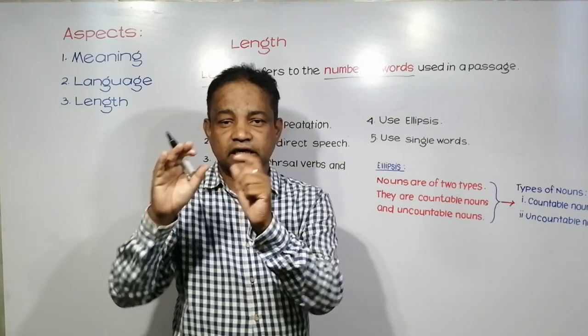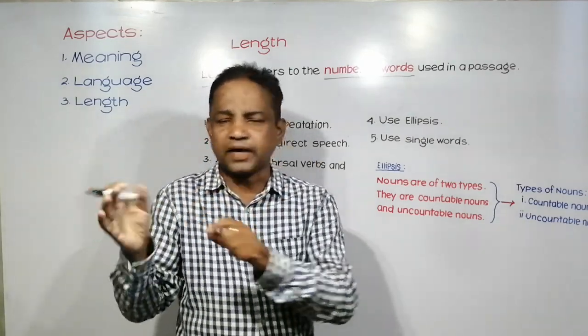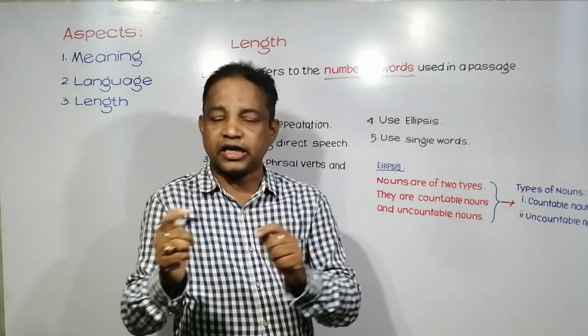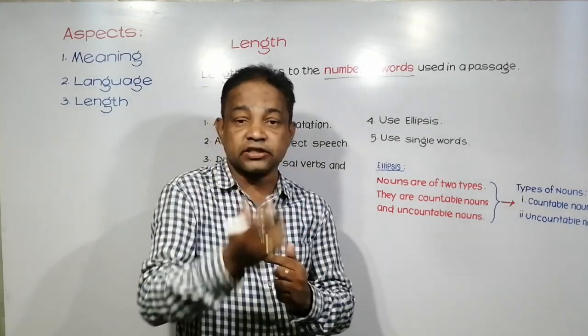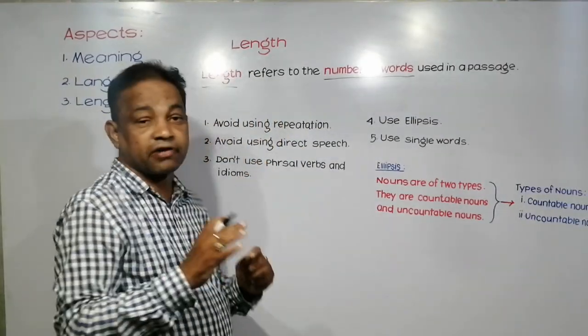90 years does not refer to a young boy. 90 years means old man. We should not use the word old man. We can write here, my grandfather is 90 years old. That's enough. Second one, avoid using direct speech.